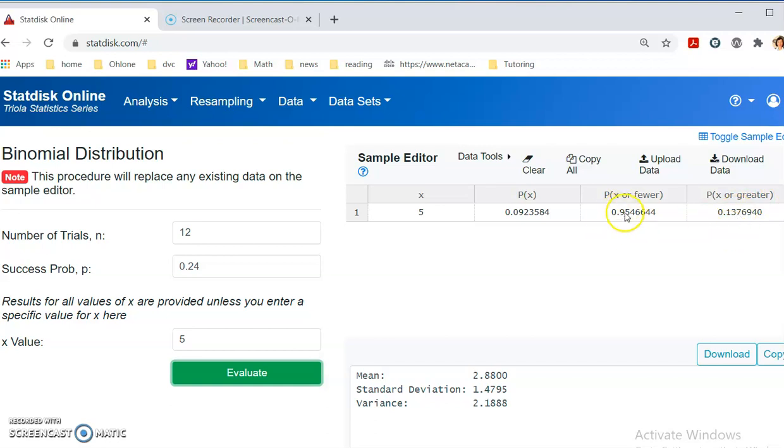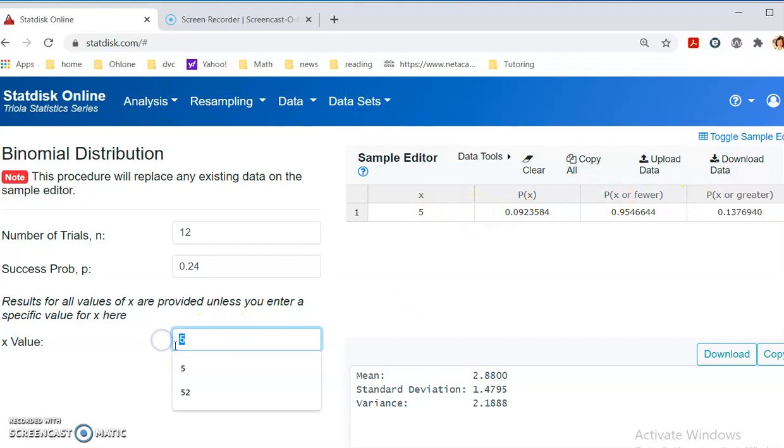And usually we do 4 places or 3 places. So P of X means exactly 5 successes out of 12, which is really low. 5 or fewer would be very high, because there's only a 24% chance of success each time, so most of the time it's not successful. So 5 or fewer is really high. 5 or greater is quite low, 0.137.